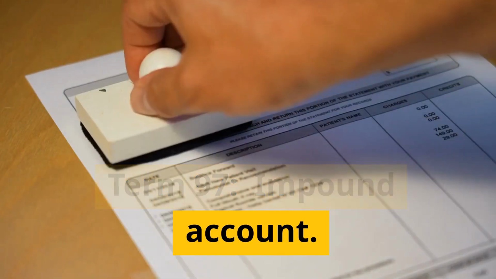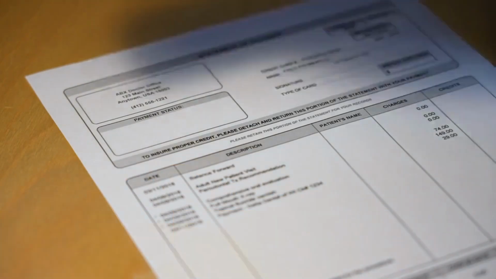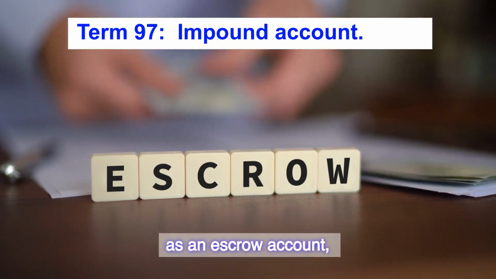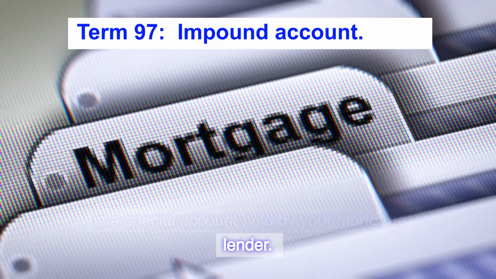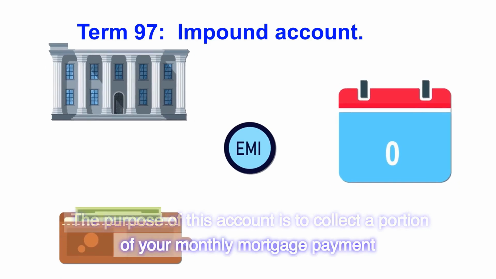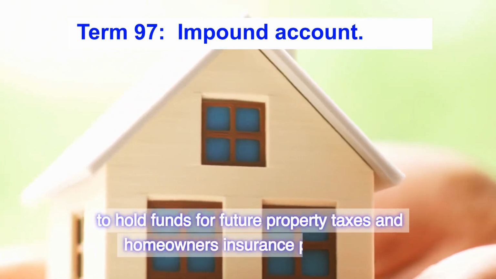Term 97, Impound account. An impound account, also sometimes referred to as an escrow account, is a special account held by your mortgage lender. The purpose of this account is to collect a portion of your monthly mortgage payment to hold funds for future property taxes and homeowners insurance premiums.